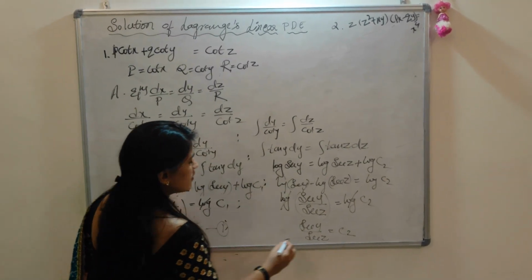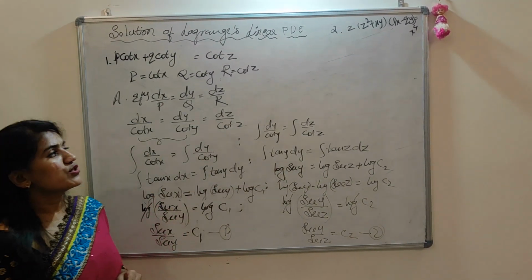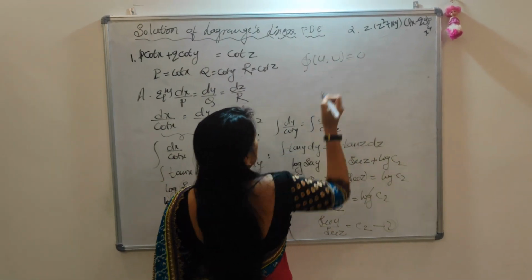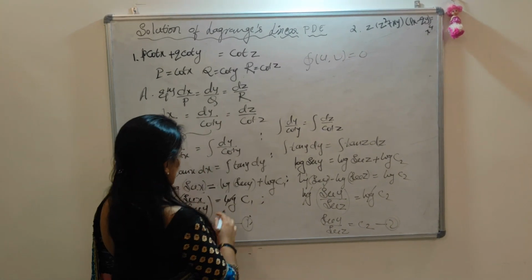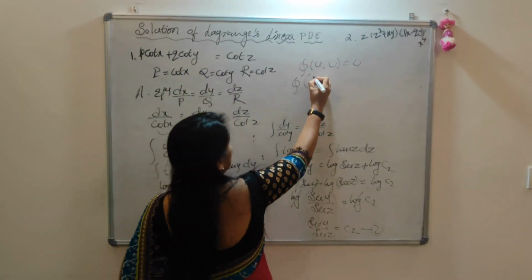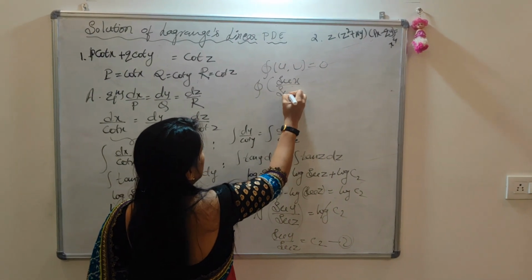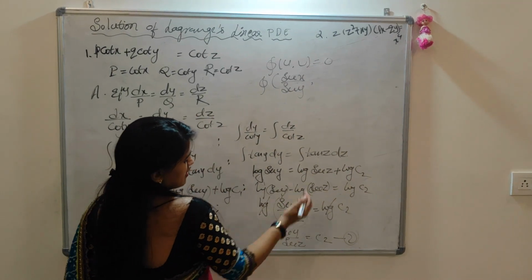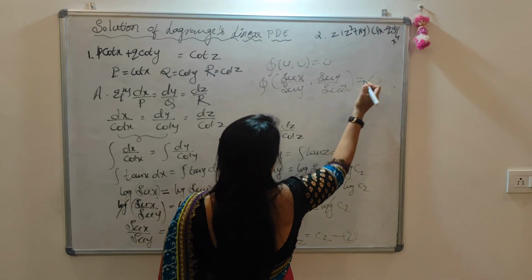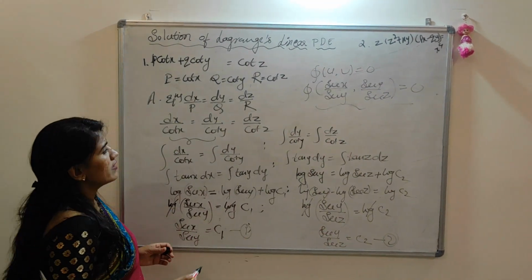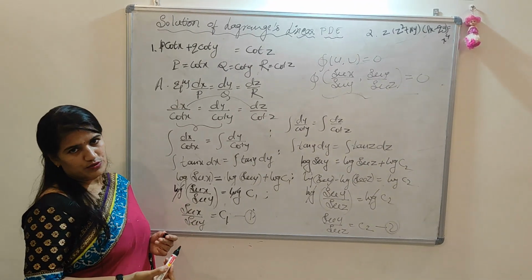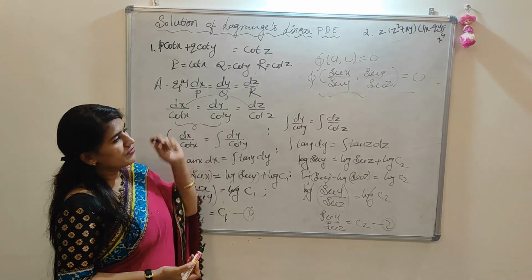So two solutions we got, 1 and 2. General solution means we have to put it in phi of u, v is equal to 0 form. Phi of u, v is equal to 0. This is the general solution. So phi of, first solution u is sec x by sec y, comma, v is sec y by sec z, which is equal to 0. This is our general solution. Otherwise you can compare the first and last terms also. That is also okay. You will get the solution. Okay. This is our general solution of this problem.